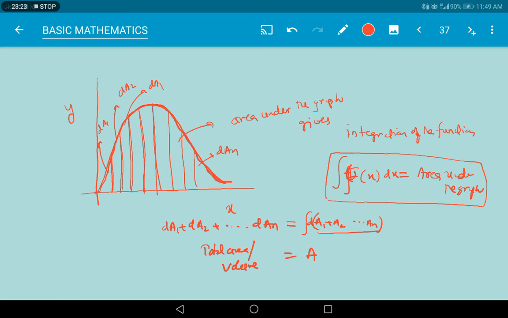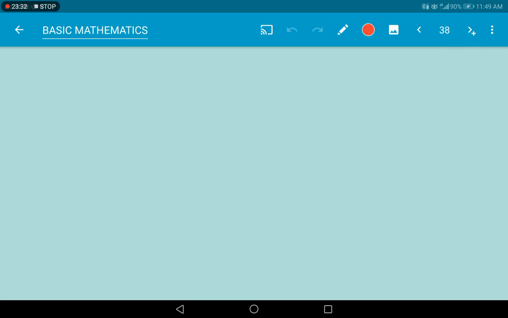In some other cases also we are using this integration to find out the velocity. So let us take some examples here. We know that velocity we can write dx by dt. Acceleration we can write as rate of change of velocity, and force we can write as rate of change of linear momentum.